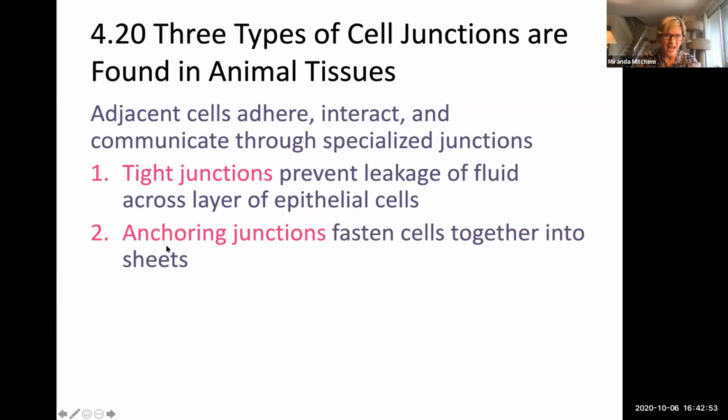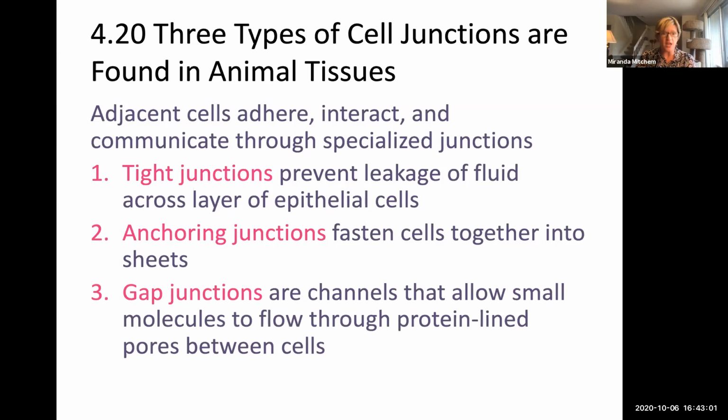We have what are called anchoring junctions, and these form sheets of cells that then form tissues. And then the third type is the gap junction, which is like a tunnel. It allows for the movement of materials from one cell to the other. So tight junctions prevent movement, gap junctions allow it.